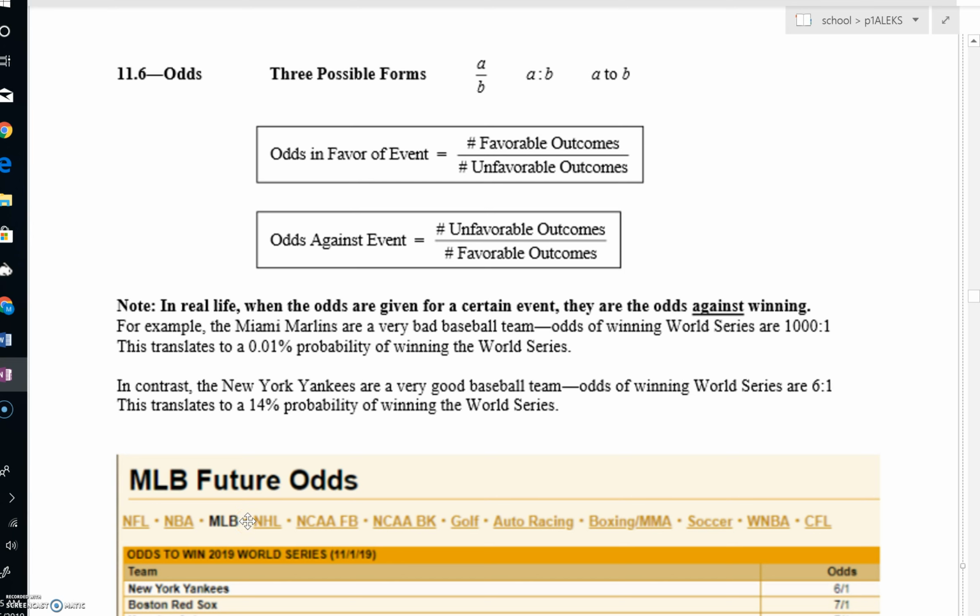Algebra 2, we're looking at lesson 11.6, which will be based on odds. And I'm sure you've heard that word used before, the odds of a team winning an event, or the odds against a team winning an event, and so forth. Honestly, we're primarily going to be looking at fractions.